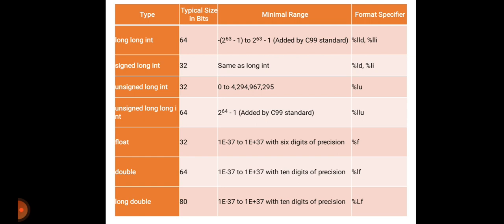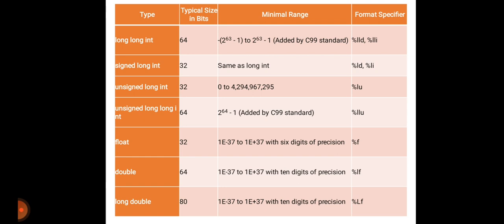The next and last type is long double, which is 80 bits in size, and the minimal range for this is 1E minus 37 to 1E plus 37 with 10 digits of precision, and the format specifier for this is %Lf. This is all about the combinations of data types and modifiers, and how the range value changes.